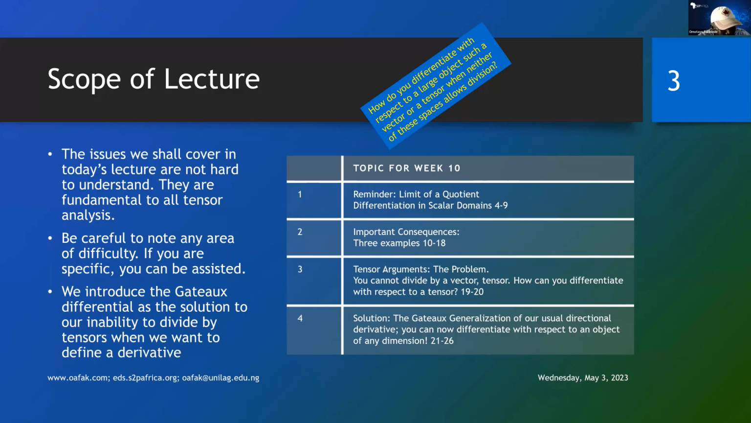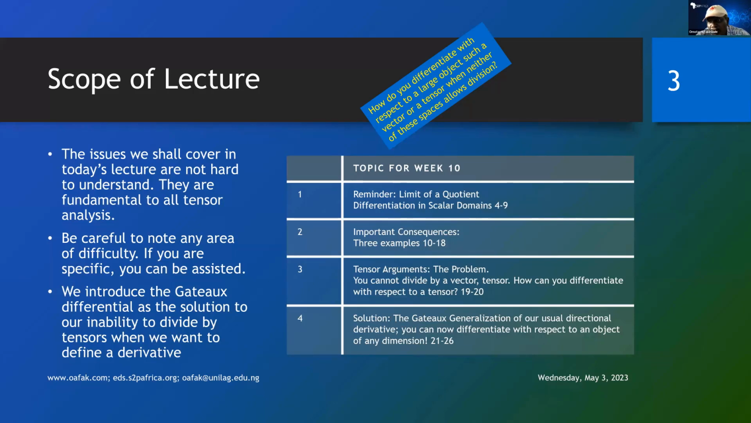We will introduce the Gateau differential as the solution to our inability to divide by tensors when we want to define a derivative. We will remind you that when you define a derivative, there is a division involved, but you cannot divide by a tensor. Tensor division is not allowed. Vector division is not allowed. In fact, division is not defined either in the vector space or in the tensor space. Therefore, how do you differentiate with respect to a large object, such as a vector or a tensor, when neither of these spaces allows division?